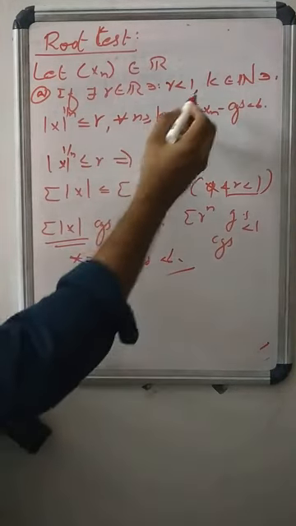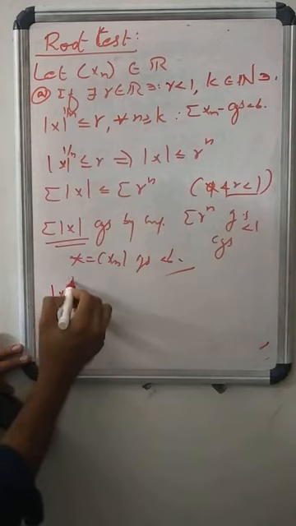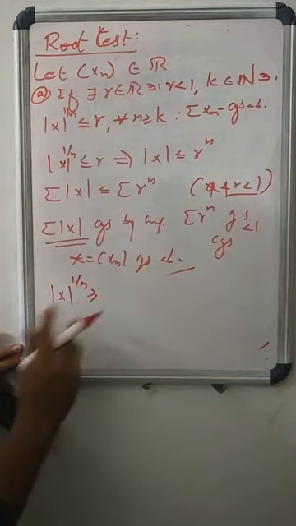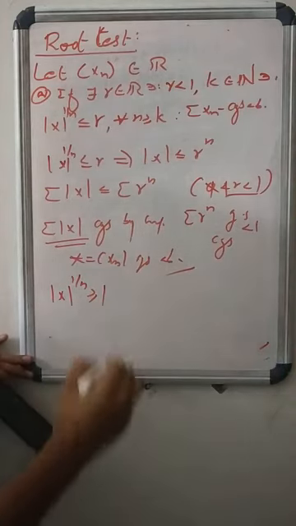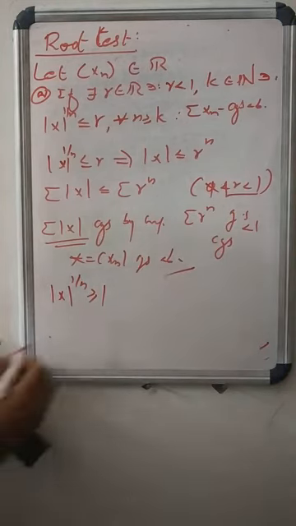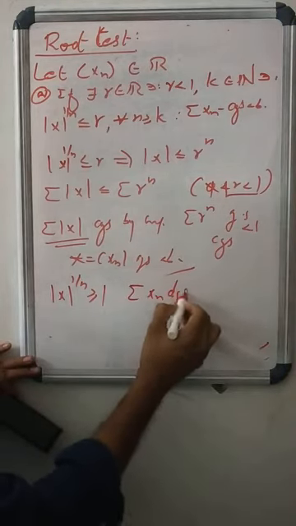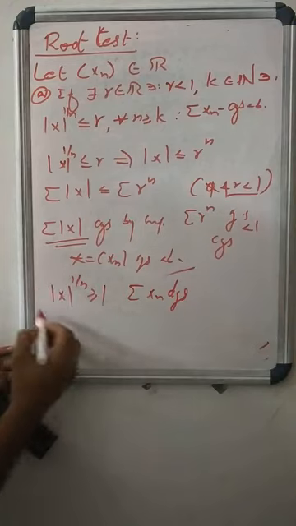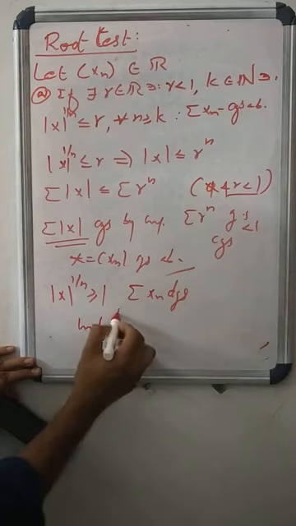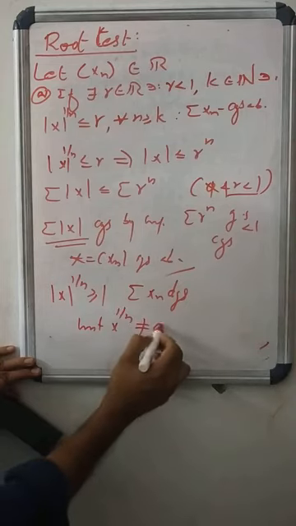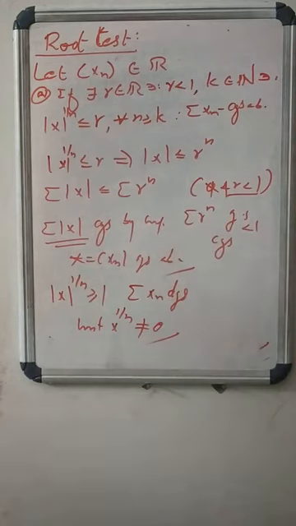Its second part is, if modulus of xn power 1 by n is greater than or equals 1, then the series sigma xn diverges. So that is again immediate. See, mod xn power 1 by n greater than or equals 1 means limit xn differs from 0. So by the nth term test, sigma xn diverges. So this is the proof of the root test. The root test is an important one.